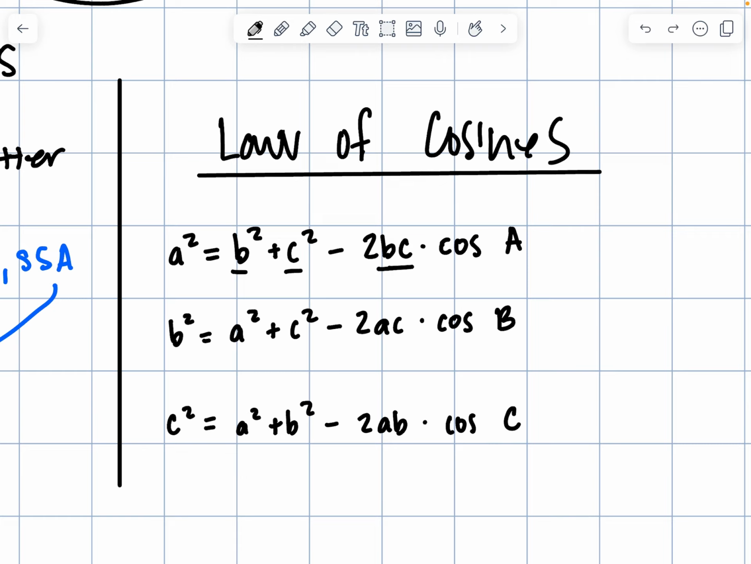So these are your three equations that you need to know. If you know one of them, technically you should be able to do the other two because it all follows kind of the same pattern.